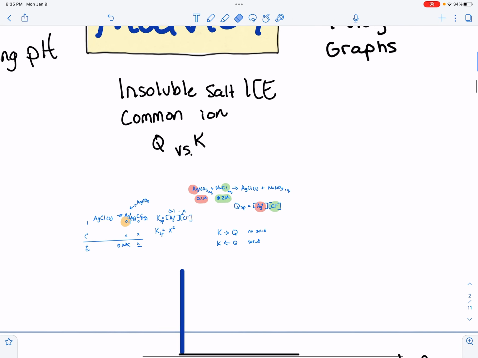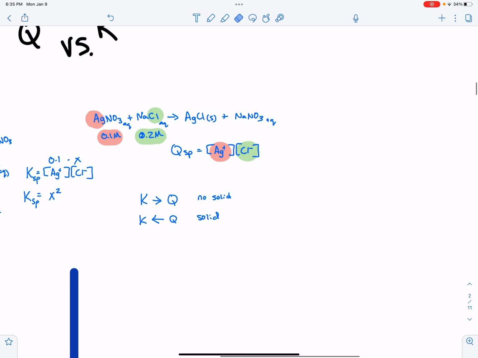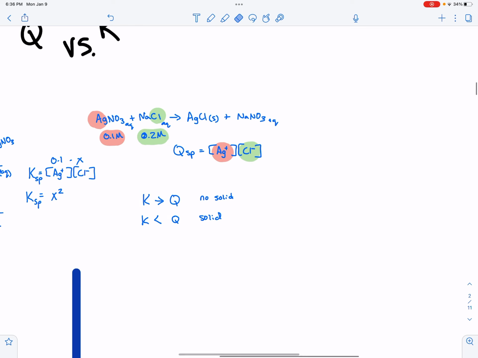So if you can look up K, and you have some K values over here that you just look up from a chart, and if you can calculate Q, then depending on which one is greater and which one's lesser, if the K is greater, when I turn it into an arrow, it means that it'll be no solid. If the Q is greater, then when I turn it into the arrow, it'll mean solid. And that's the big question that they ask on these: will there be a precipitate? Basically, will there be a solid?